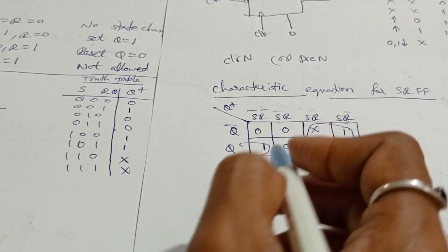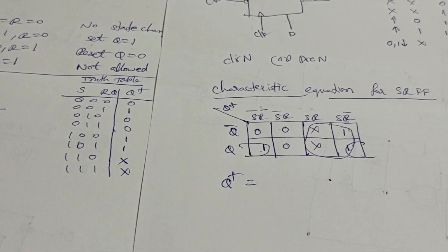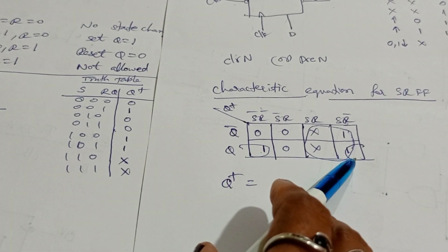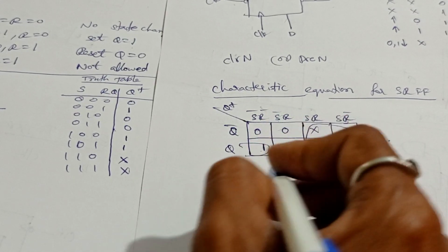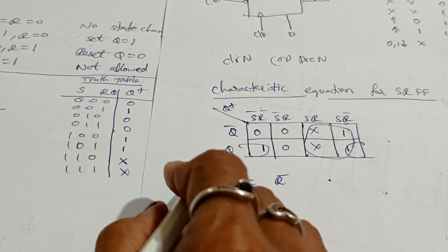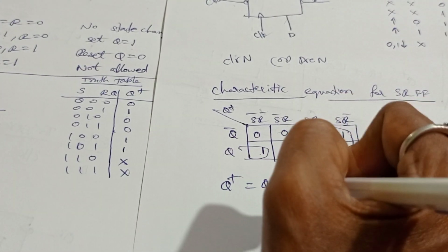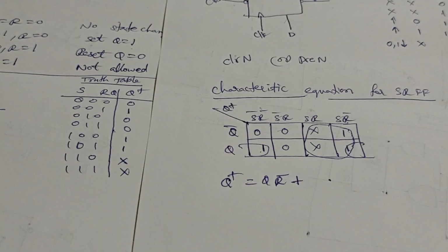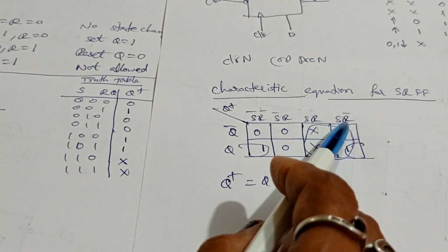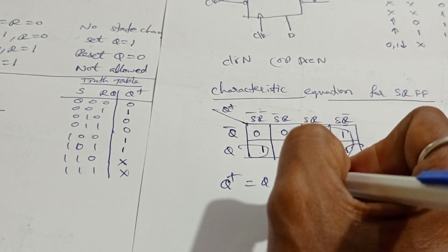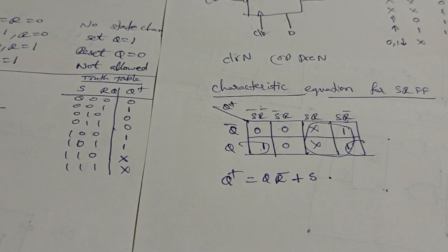Now, the characteristic equation Q plus becomes, from this pair, S is changing, R bar is constant. So, take R bar and Q. Q R bar plus quad eliminates two variables, that is Q is changing, Q eliminated, and here R is changing, eliminated. So, yes, this is the characteristic equation for SR flip-flop.